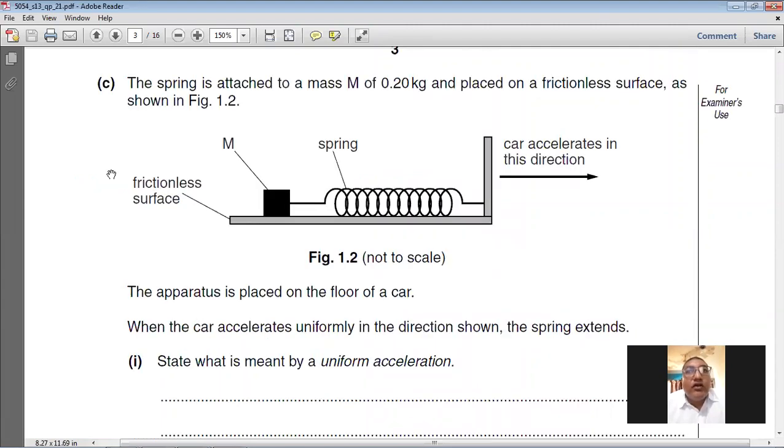C part is on your screen. The spring is attached to a mass M of 0.20 kg and placed on a frictionless surface as shown in figure 1.2. So here we have a mass M. This surface is frictionless. It's a horizontal surface, and we have attached this mass with a spring, and this spring is fixed on this side. This side of the spring will be movable.